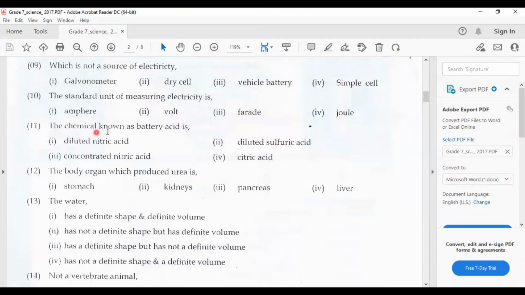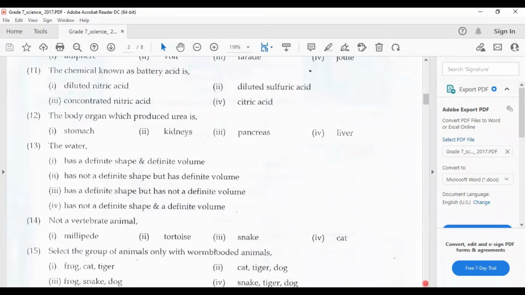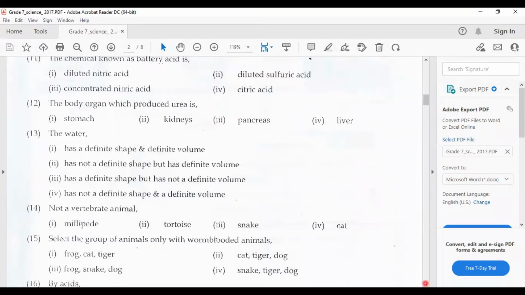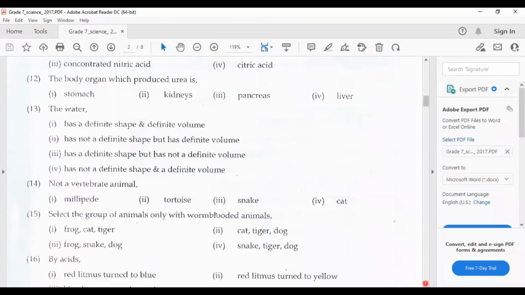11th, the chemical known as battery acid. That chemical is diluted sulfuric acid. Sulfuric acid is normally known as the battery acid. 12th one, the body organ which produces urea is, answer is kidneys, but it is an out of syllabus question.